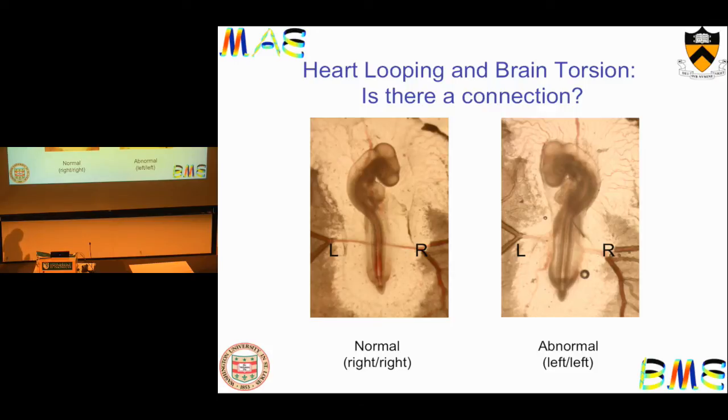Normally, as we can see, the brain would twist rightward, but occasionally we found it twists to the opposite direction. But we found in both cases the heart resides on the concave position. For example, in this case, the heart is on the right-hand side when the brain turns rightward. And in that case, the heart is on the left-hand side when the brain turns leftward. So is there any connection between the direction of the heart looping and the direction of brain twisting?